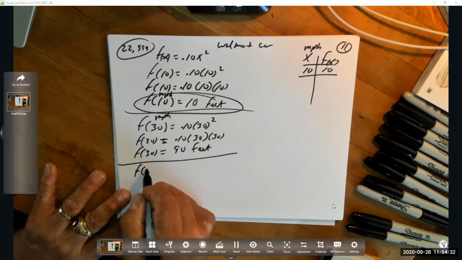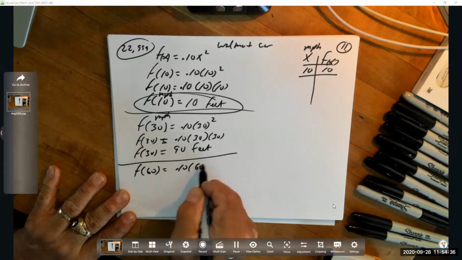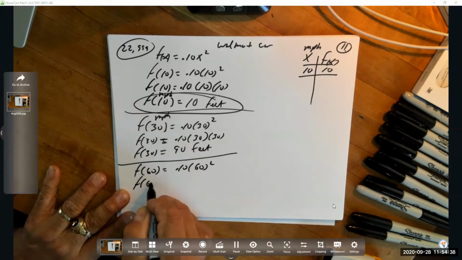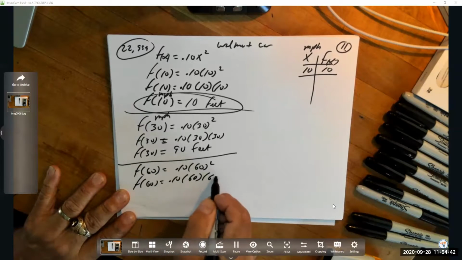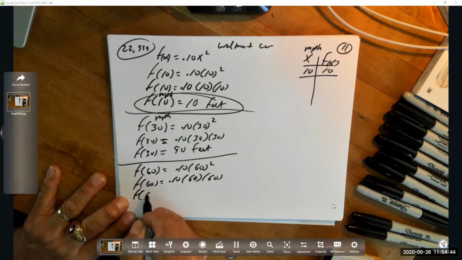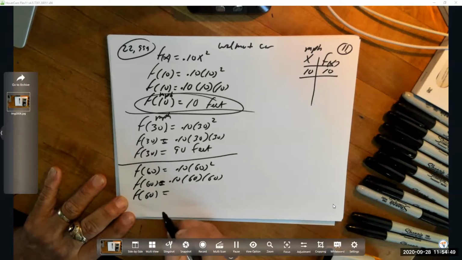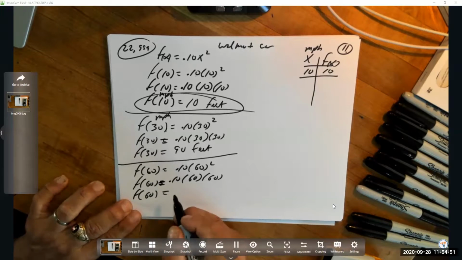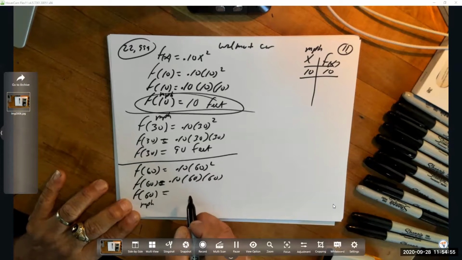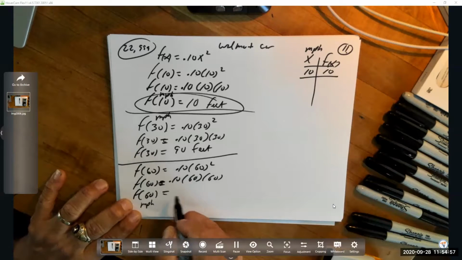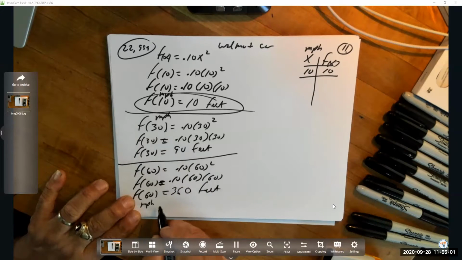So now you're on the highway. You're going 60 miles an hour. So f of 60 is 0.10, 60 times 60. Oh man, I gotta stop. You punch the brakes, you're gonna slide for a long way. How many feet? Give me a number. 60 times 60 times 0.10. 360. 360 feet.